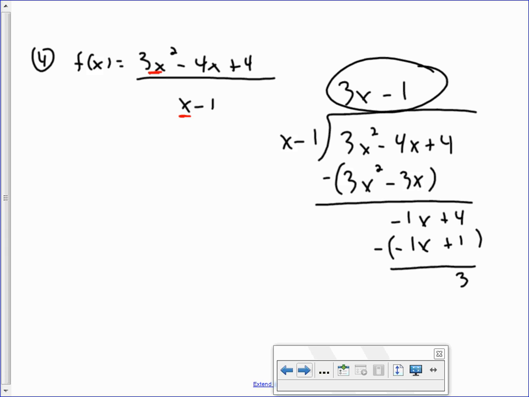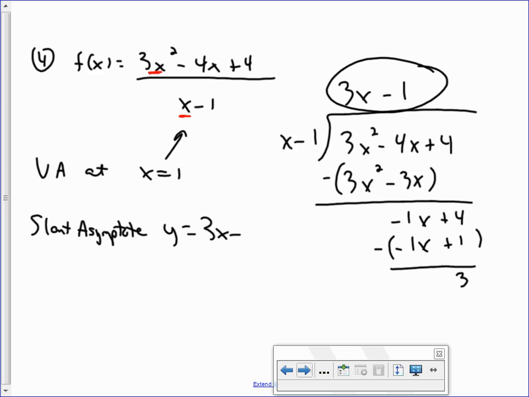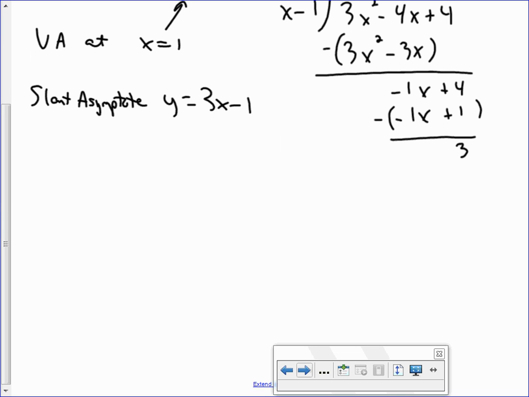So for this graph right here, you have a vertical asymptote at x equals 1 in the denominator. And you have a slant asymptote at y equals 3x minus 1. And then you would put those two things together with all of the other derivative information if I asked you to graph this. Okay? One other one. Number 5. I'm just going to do one more with the slant asymptote.